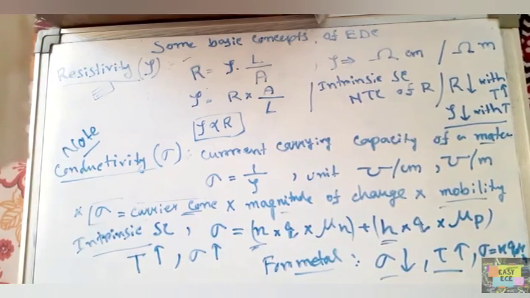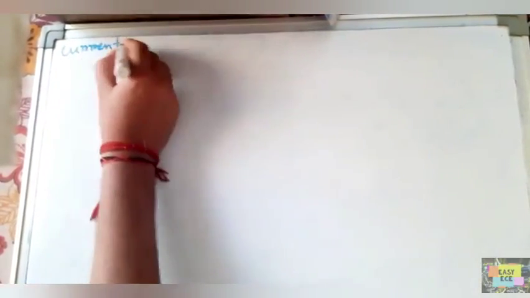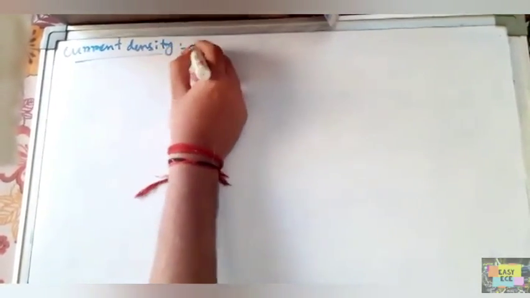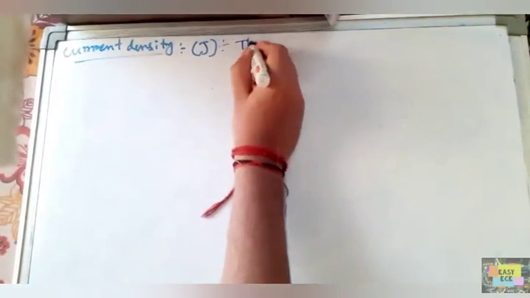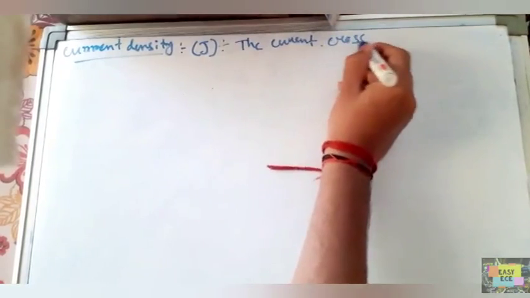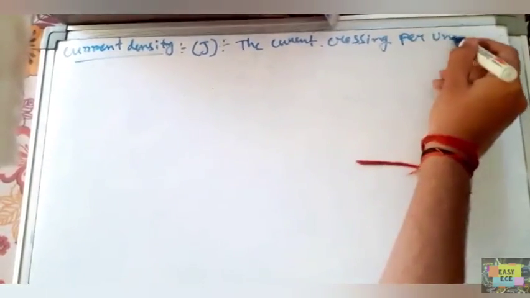Now the next is current density, which is denoted as J. What is the definition of current density? The current crossing per unit cross-sectional area.